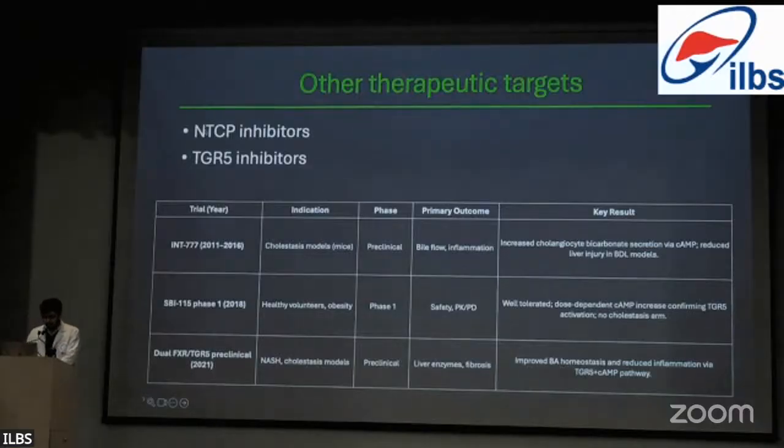Other therapeutic targets would include the NTCP inhibitors. Now, NTCP helps in reuptake of bile acids. NTCP inhibitors include bulevirtide. Now, this is also a molecule which prevents hepatitis B and HDV from entering the cell. Studies on Hep B and HDV have shown that patients who receive bulevirtide also showed an increase in serum bile acid, and this remains a therapeutic target to be further investigated. TGR5 inhibitors are only investigational, and there are preclinical trials which show some response.